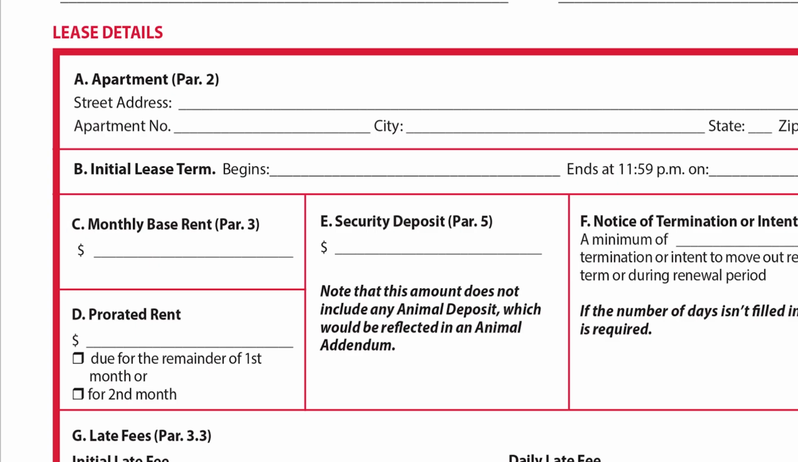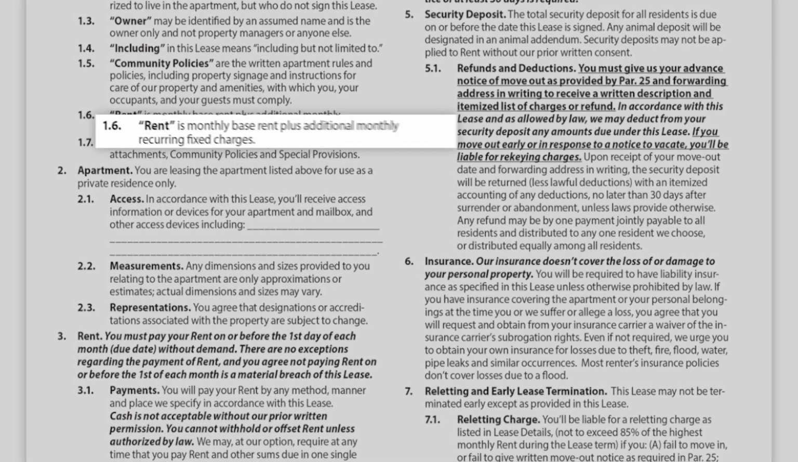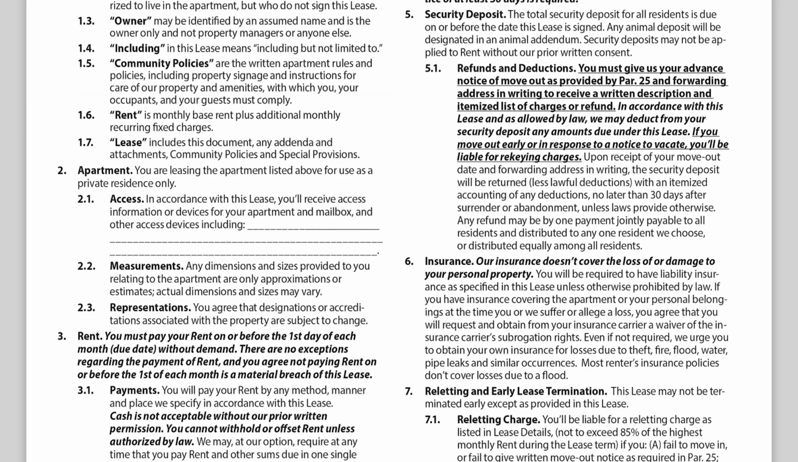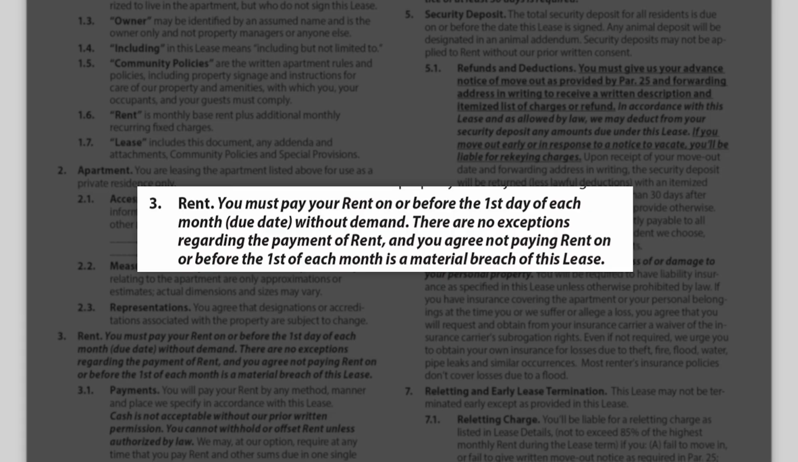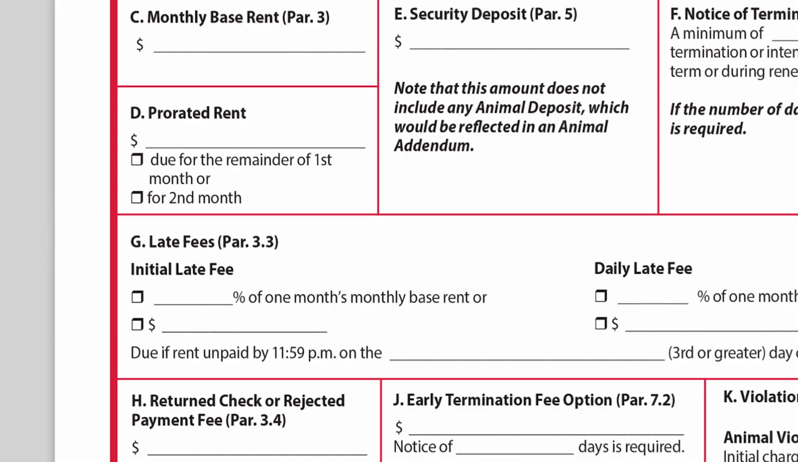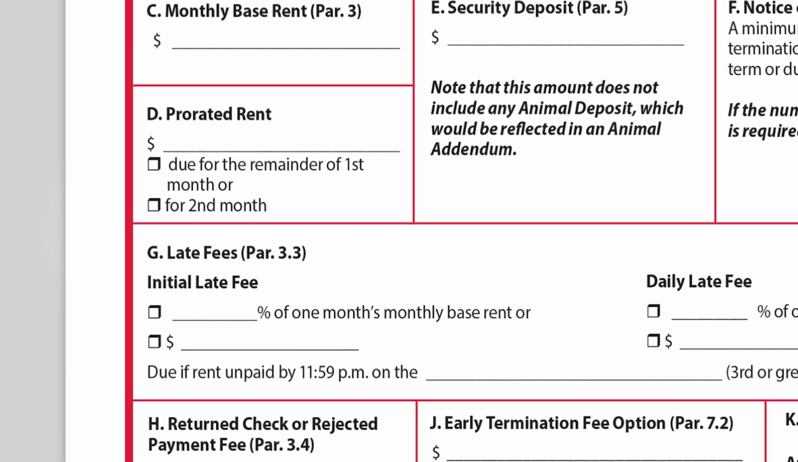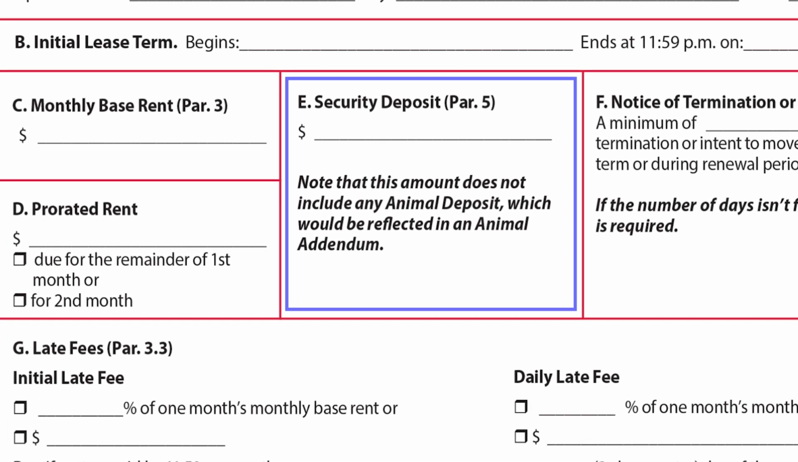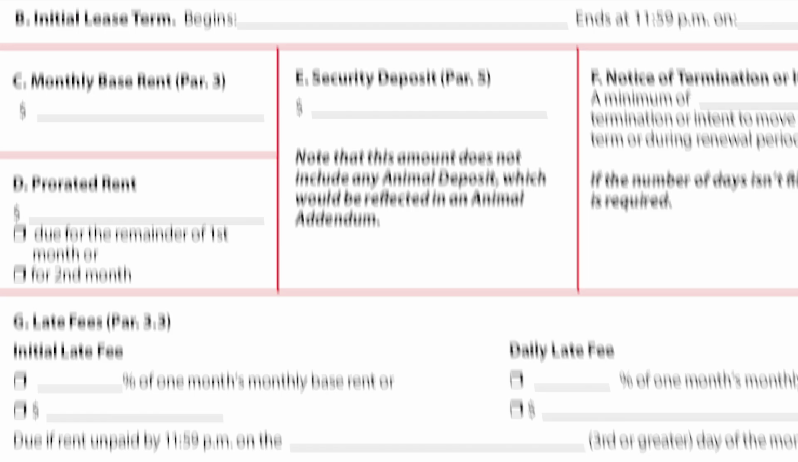Box C, Monthly Base Rent, Paragraphs 3 and 1.6. Your monthly rent includes your monthly base rent plus any additional monthly recurring fixed charges outlined in Box L. You agree you will pay the rent on or before the first day of each month, the due date, without demand. Box D, Prorated Rent. The amount of prorated rent due if you move in after the first of the month may be listed in Box D.